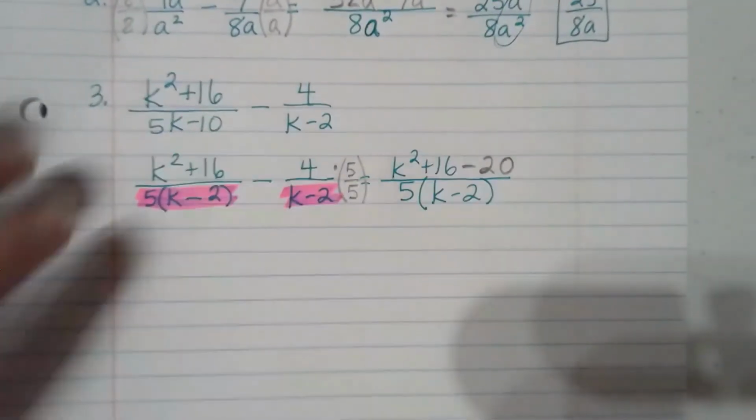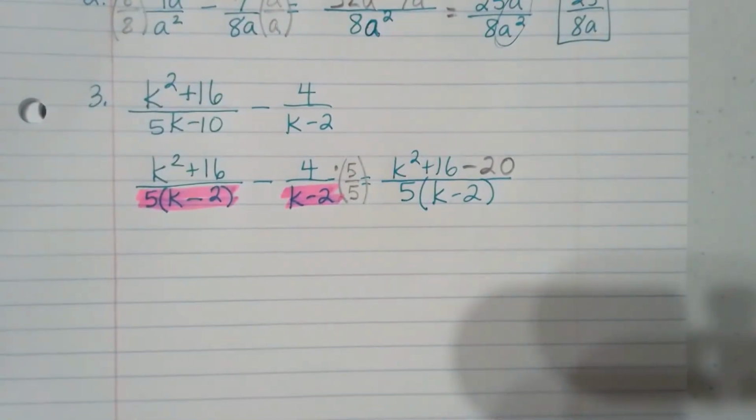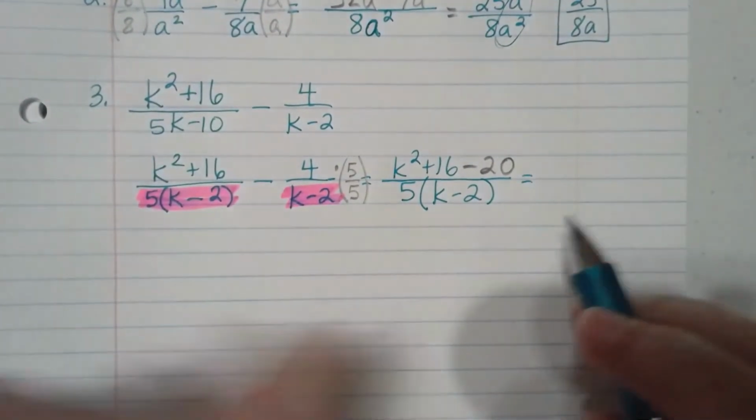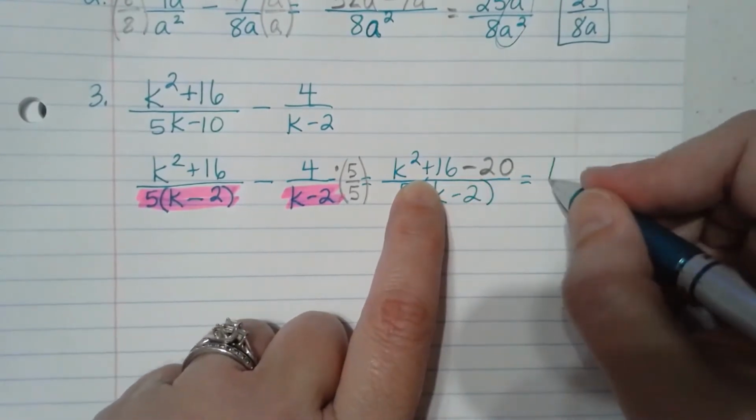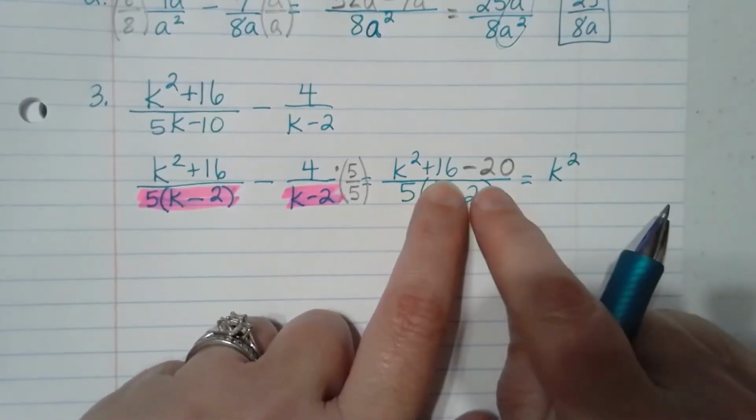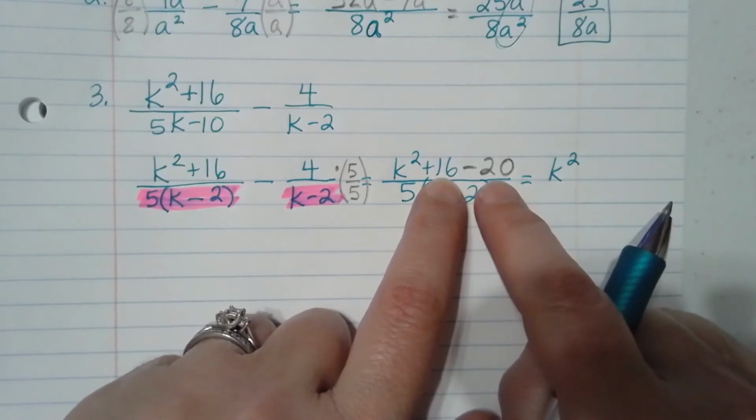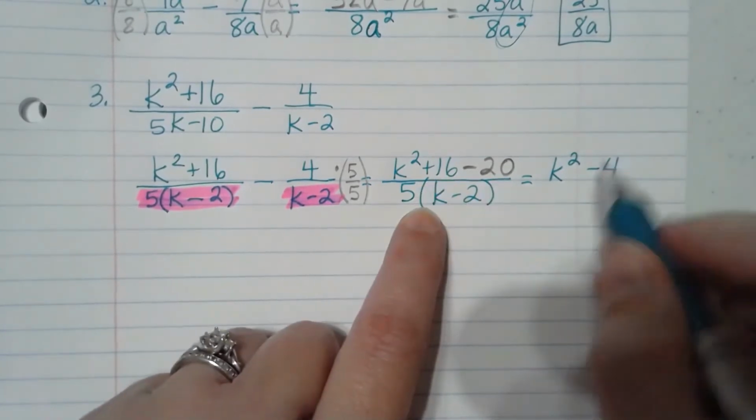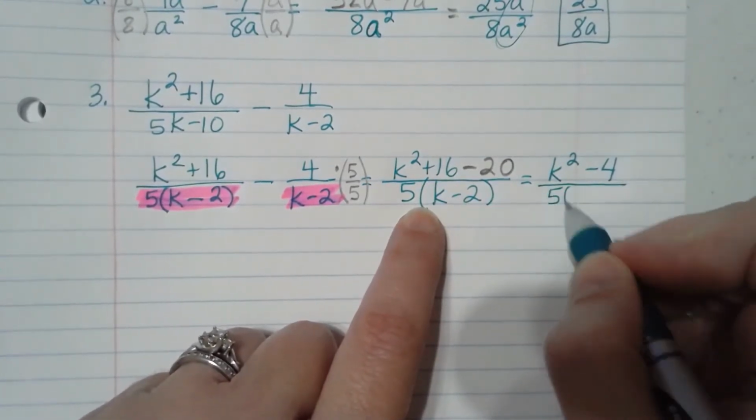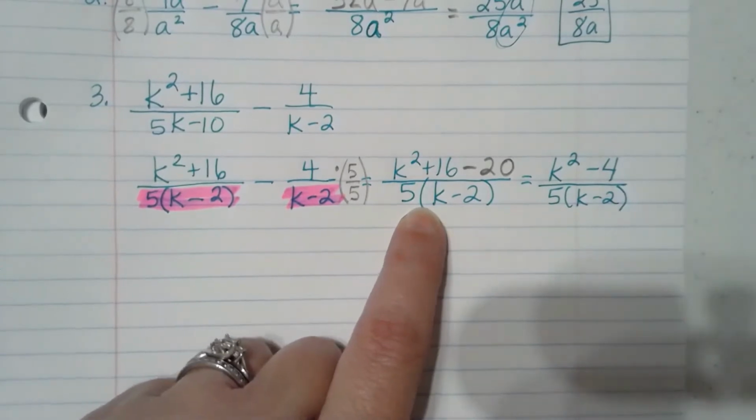All right, so now we can simplify what we have. So we got a k squared up at the top. I only have one k squared. And then I have this plus 16 minus 20. Plus 16 minus 20 makes minus 4. And then down here in the denominator, I don't need to do anything with that. I'm just going to leave it 5 parentheses k minus 2.